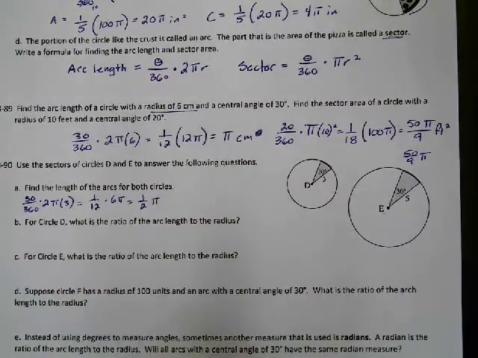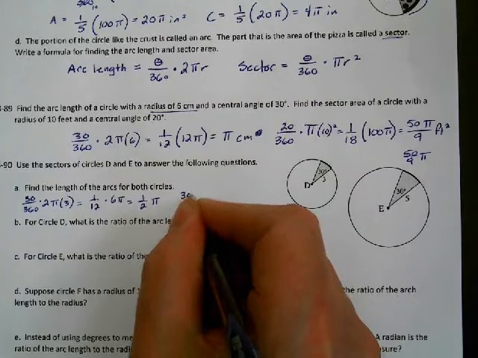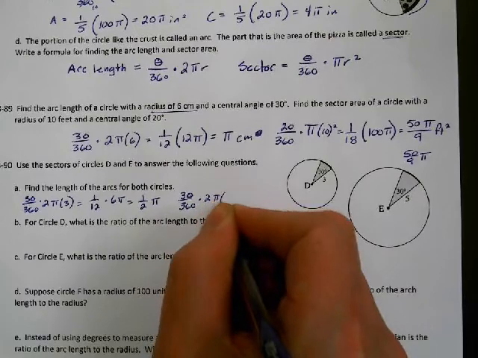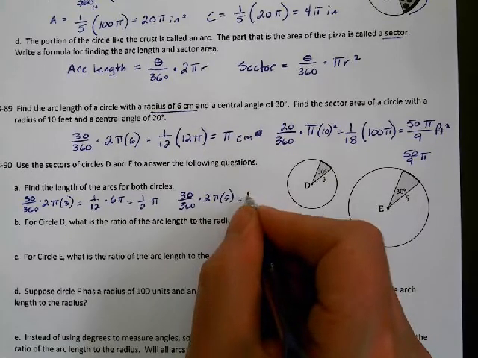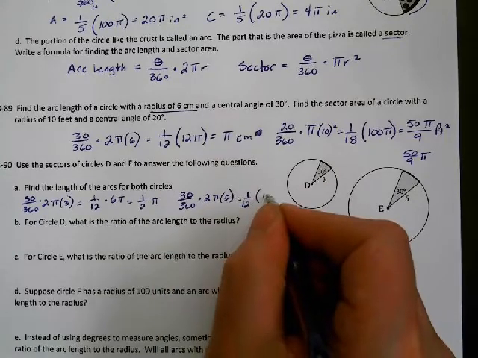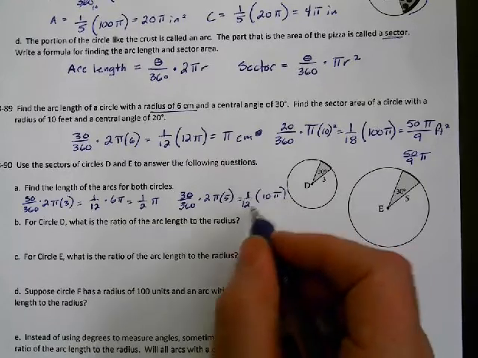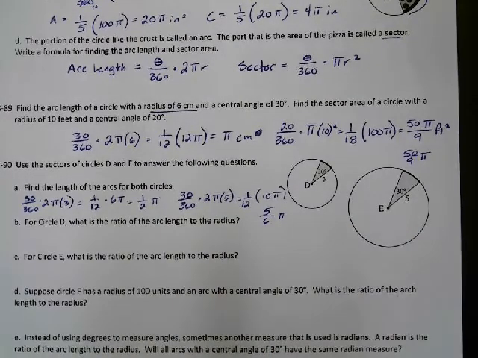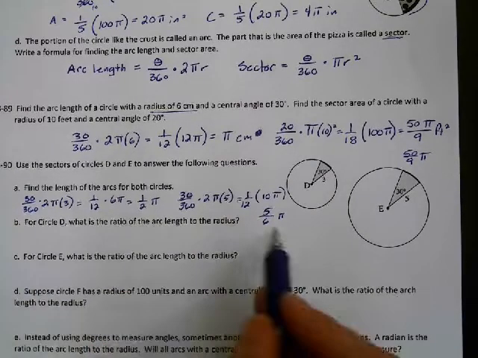For this one, we've got 30 over 360, sorry, times 2 pi times 5. So this reduces to 1/12 again, and then this is 10 pi. Reducing this one, 10 and 12 do reduce. We get 5/6 of pi. All right, so we got 1/2 of pi and 5/6 of pi.